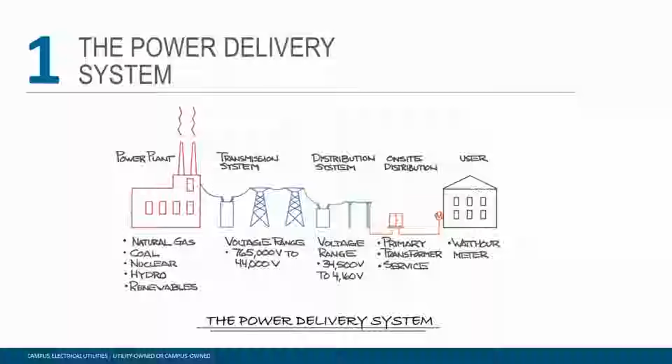The power delivery system originates at the generating stations. We have a wide variety of ways that power is generated these days. You can be looking at a traditional power plant with natural gas, coal, or nuclear. You can be looking at a hydroelectric station, or you can be looking at renewable energy plants. And these may be distributed over the service area and make multiple connections to the transmission system.